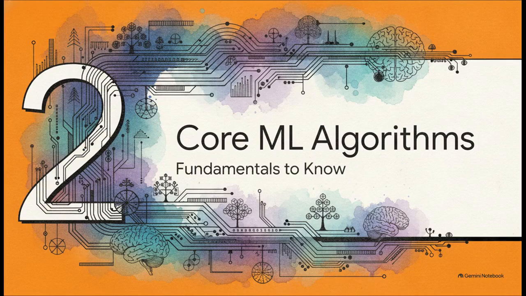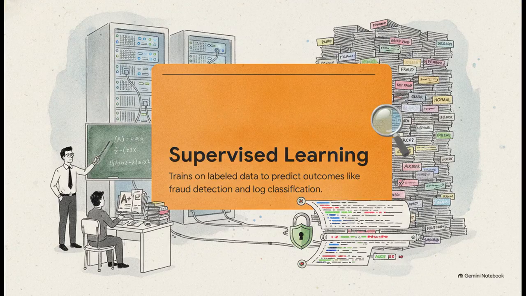Moving right along to Section 2, Core Machine Learning Algorithms. Let's demystify these algorithms, because they're essentially the brains of intelligent operations. First up, supervised learning. Think of this like a classic teacher-student dynamic. You're the teacher, and you hand the algorithm a giant stack of labeled data, basically an answer key. The model studies it, learns the patterns, and figures out how to predict future outcomes.